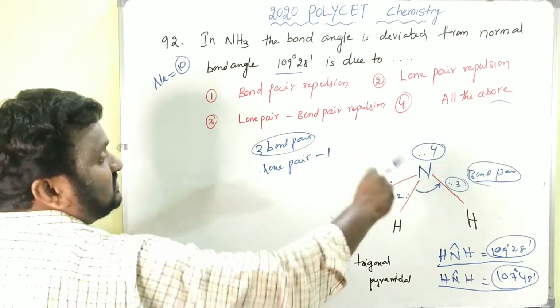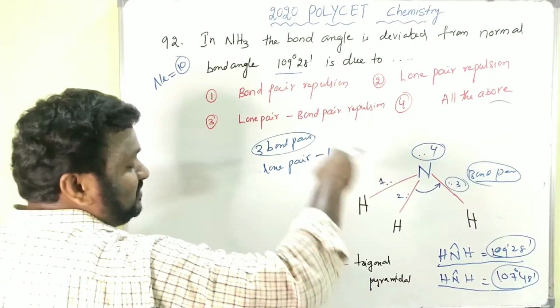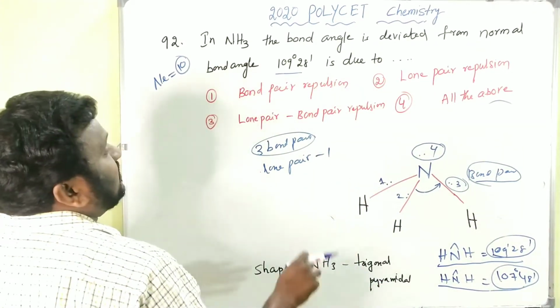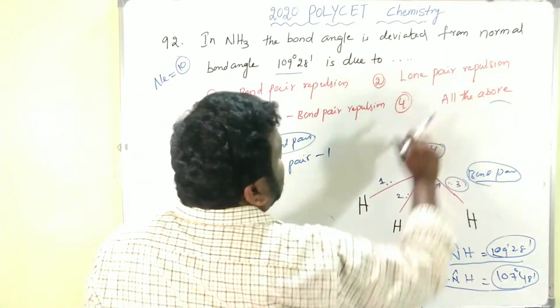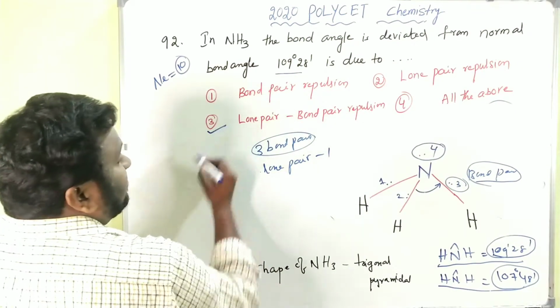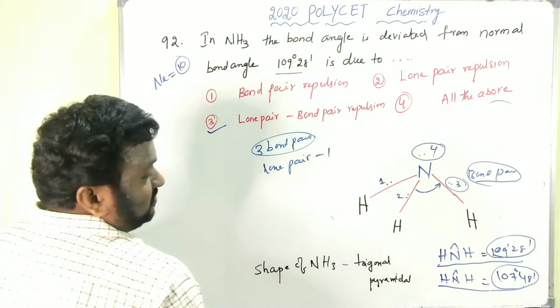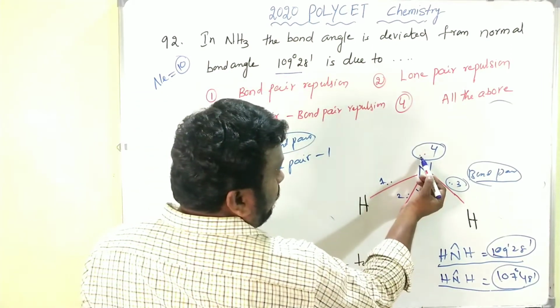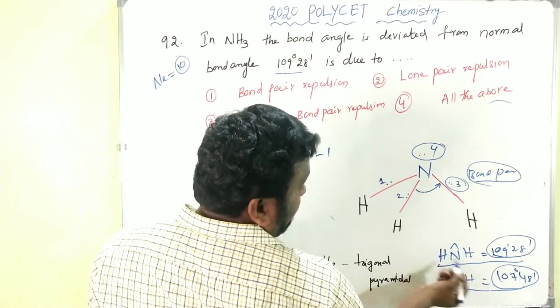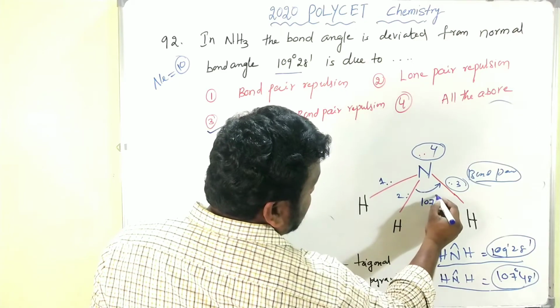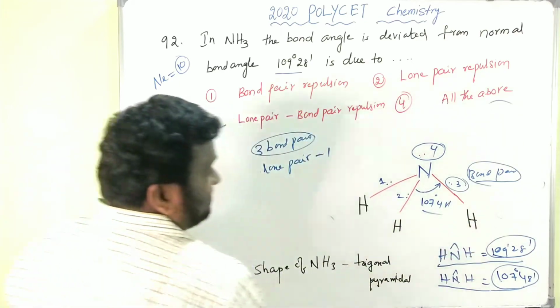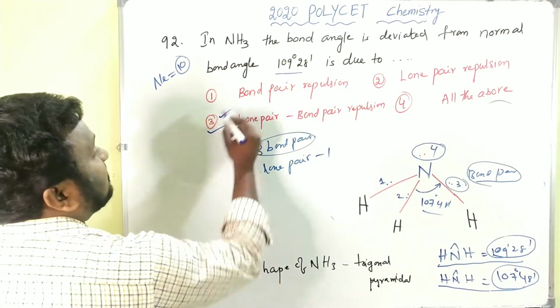After watching this one, you can go to the textbook and refer to it. It will be the same as this. So in these options, the third one is the right one. Lone pair and bond pair repulsion is the answer for this one. Due to the repulsion between the lone pair and bond pairs, there is some angle. How much is it? 107 degrees 48 minutes. So the third one is the right answer.